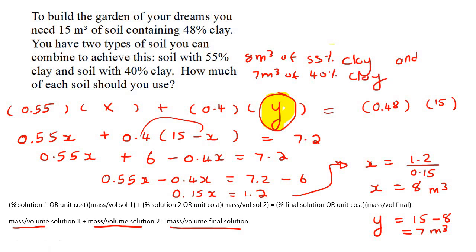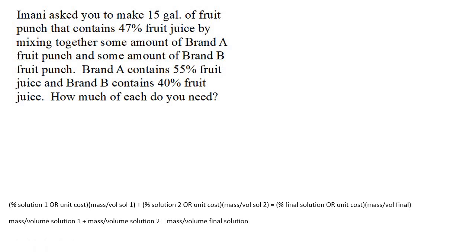Alright, hope that makes sense. Here's our last question. Imani asked you to make 15 gallons of fruit drink that contains 47% fruit juice. Okay, so that is the final mixture that we are looking for. So if we had to do our bracket method, that is what the person wants at the very end. So they want 47%, which is 0.47, and they want the final volume to be 15 gallons.